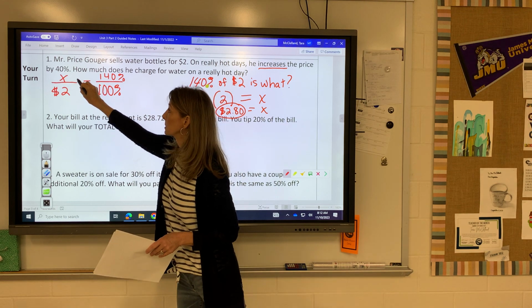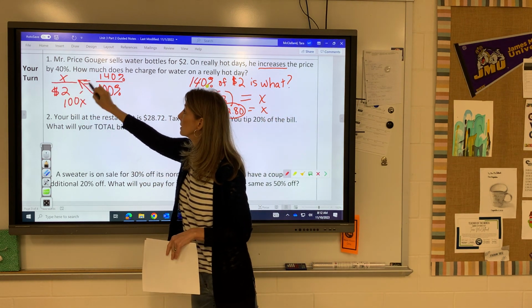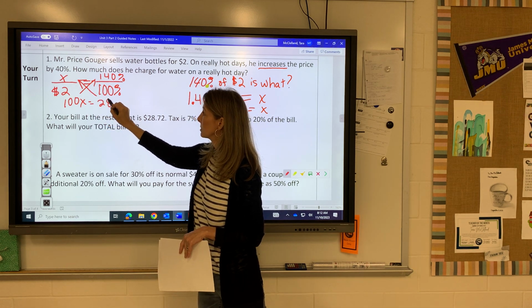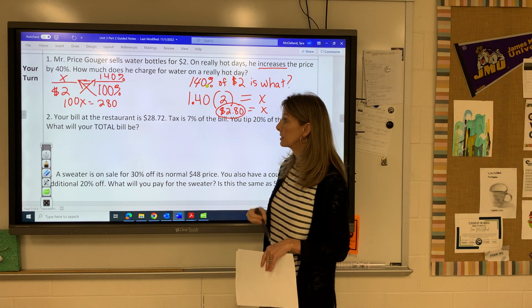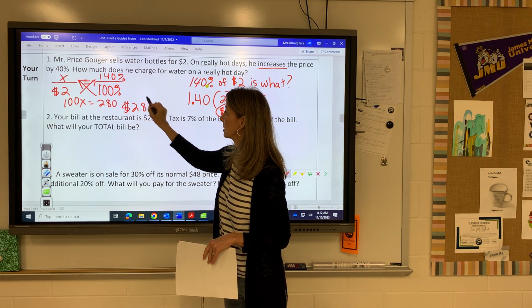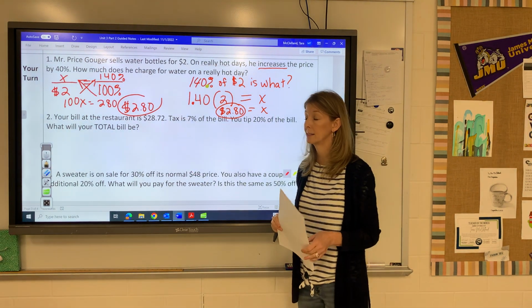Same thing when you solved over here. We would cross multiply 100x equals 280, divide both sides by 100 and you'd get $2.80. So if it's hot, he jacks up the price another 80 cents.